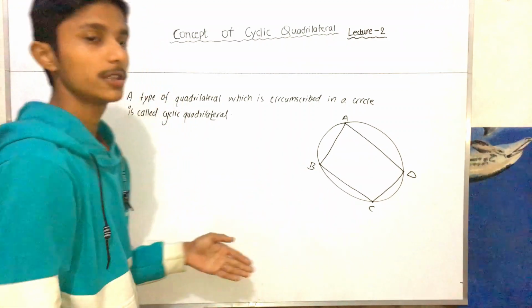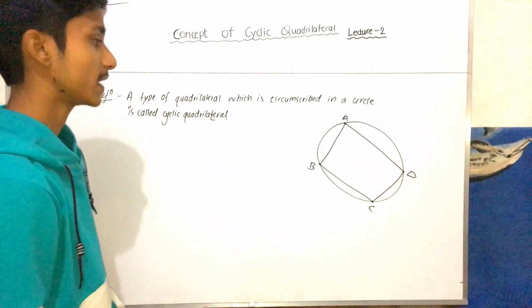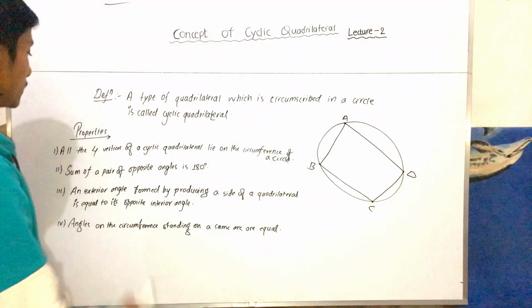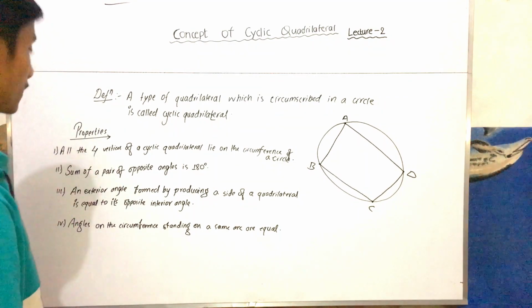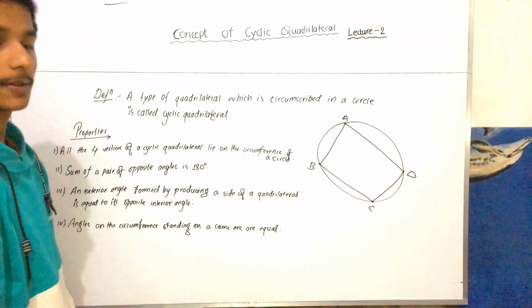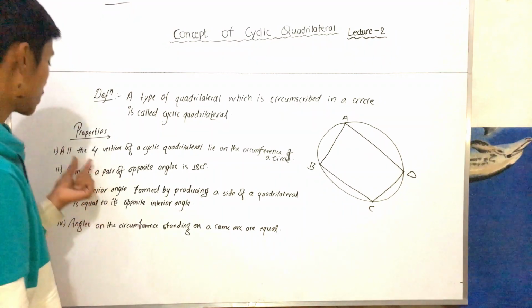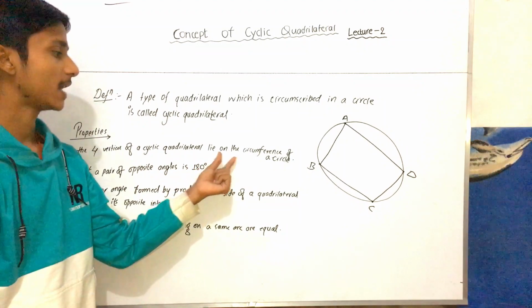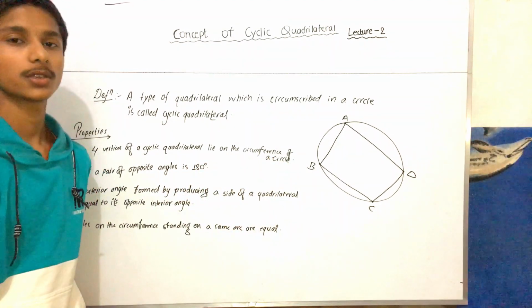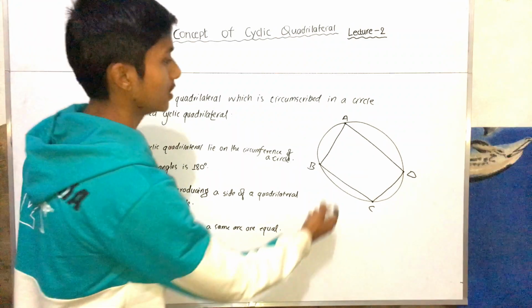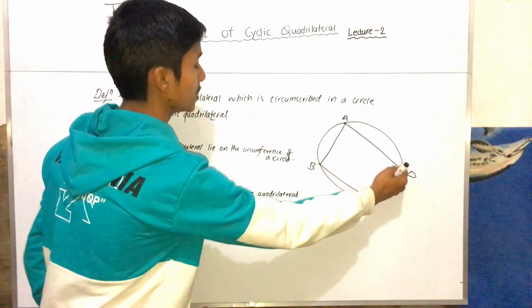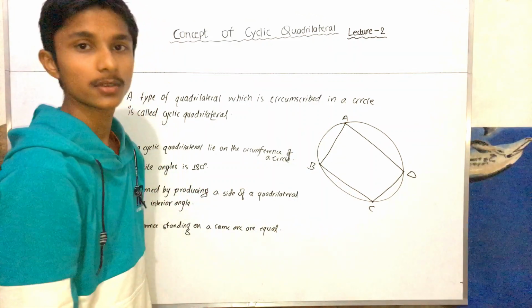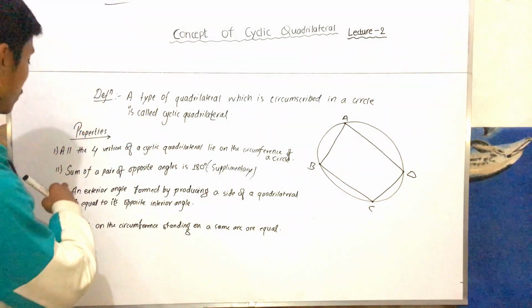Now I am going to give you some properties of a cyclic quadrilateral, right? These are the properties of a cyclic quadrilateral. The first property: all four vertices of a cyclic quadrilateral lie on the circumference of a circle. Here you can see all the vertices of this cyclic quadrilateral ABCD lie on the circumference of a circle. Let's come to the next point.